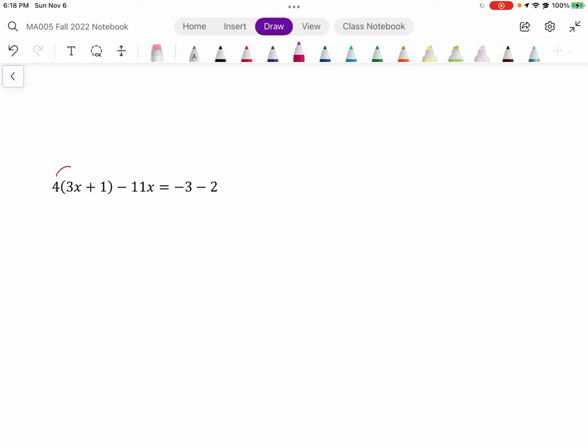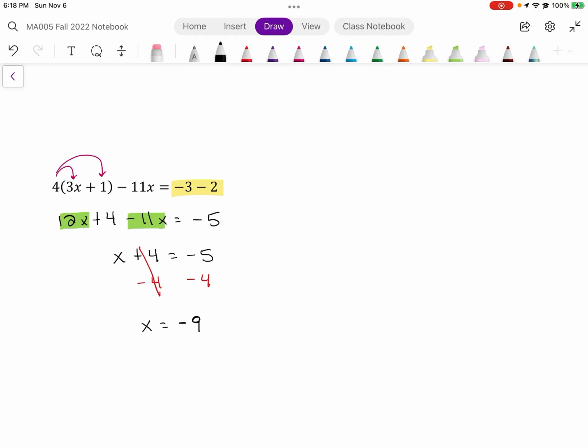All right, so first you want to take 4 times 3x and 4 times 1, and you get 4 times 3x is 12x, plus 4 times 1 is 4, minus 11x equals, now I'm going to go ahead and combine those two. Negative 3 minus 2 is negative 5. All right, so on the left side, I have my 12x minus the 11x, and that gives me x, and then I've still got a plus 4 equals negative 5. All right, so next I'm going to get the x by itself by subtracting 4 from both sides, and I get x equals negative 5 minus 4 is negative 9.